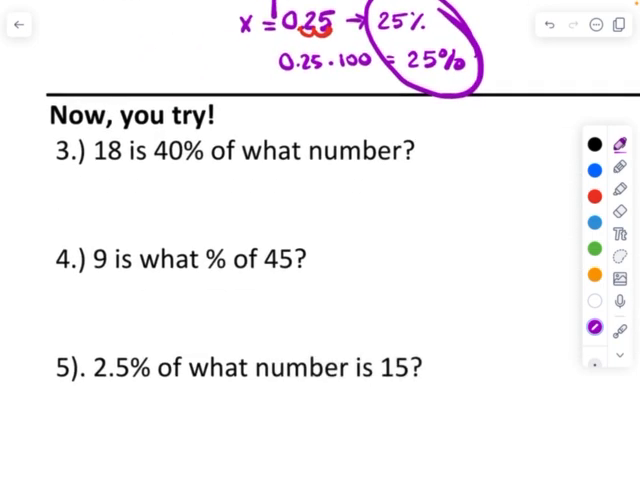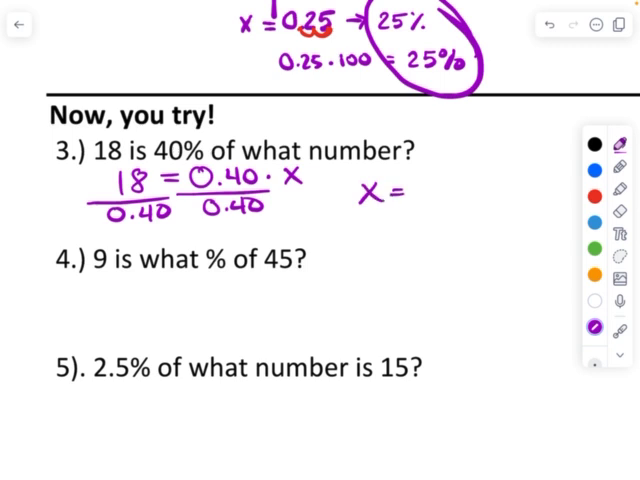All right, I'd like you to go ahead, hit pause, and let's try 3, 4, and 5, and we'll check the answers quickly, and you can compare your work after you hit pause. All right, we should have 18 is 40, but we have to turn it to a decimal of what number? We divide both sides by 0.40, and I get that x is equal to 45. If you were able to sneak it in there, great.